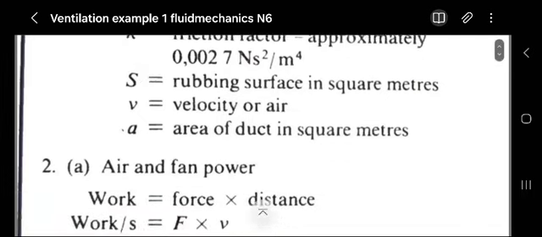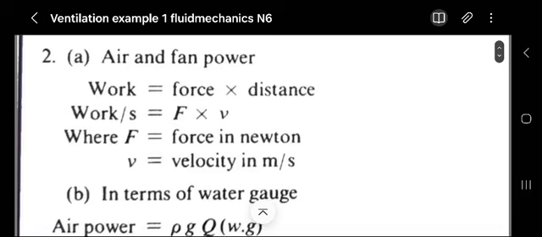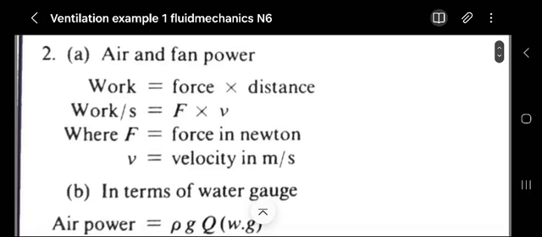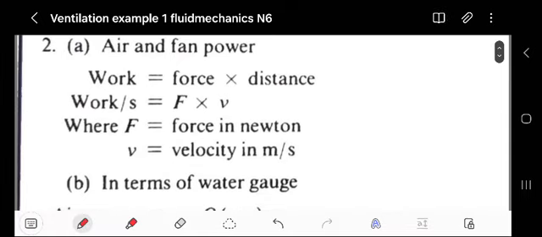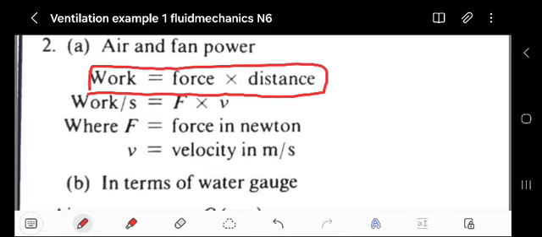Question 2 here, we have air and the fan power. As we know, work is force multiplied by distance. Work per second is force multiplied by velocity, which is equivalent to power. But work per second is simply power. So yes, it can also be power.